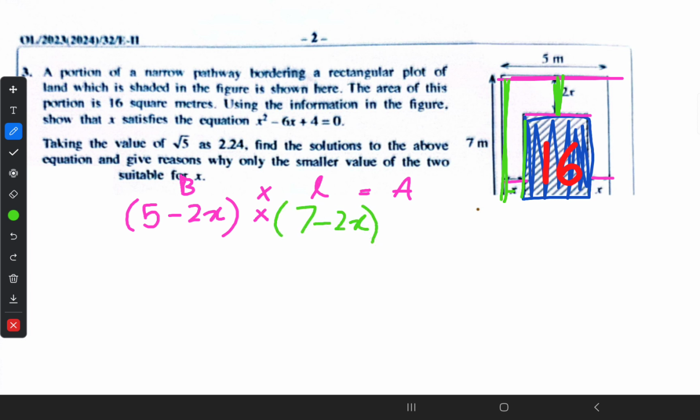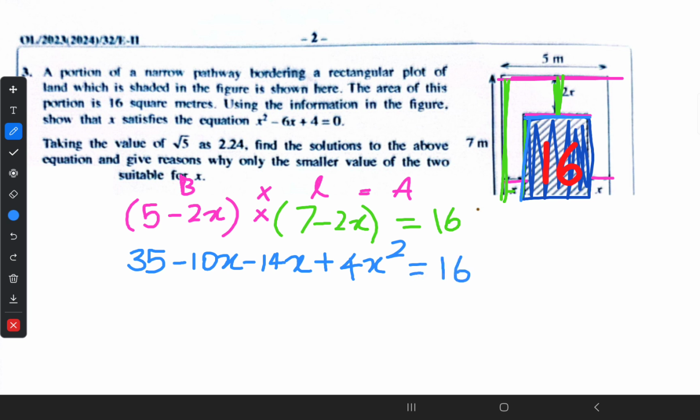When we multiply these two, that will give the shaded rectangle area, which is already given as 16. So that equals 16. Easy, no? From the total one, we found its breadth. Breadth multiplied with length, where 7 minus 2x is the length of this shaded rectangle. Then let's expand the expression: 35 minus 10x minus 14x plus 4x squared, which equals 16.